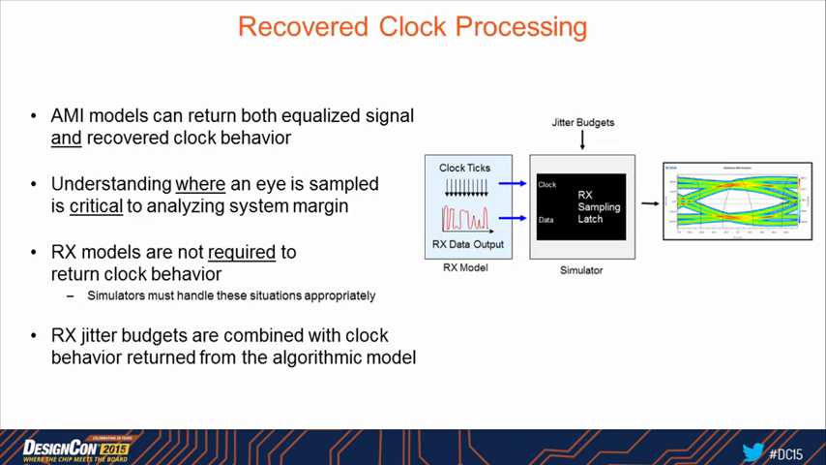That is a fairly complex set of topics that we don't have time to get into today, but I want to make the point. I also want to point out that receiver models actually don't have to return clock behavior at all, and if they don't, the simulator has to do something meaningful with the results nonetheless. And in the cases where receiver models have jitter budgets, there are particular assumptions about the points in the circuit where the jitter is being introduced, and that gets combined with the data that's coming back from the model, and then the simulator pulls all that together when it generates the eye diagrams and the other simulation results.